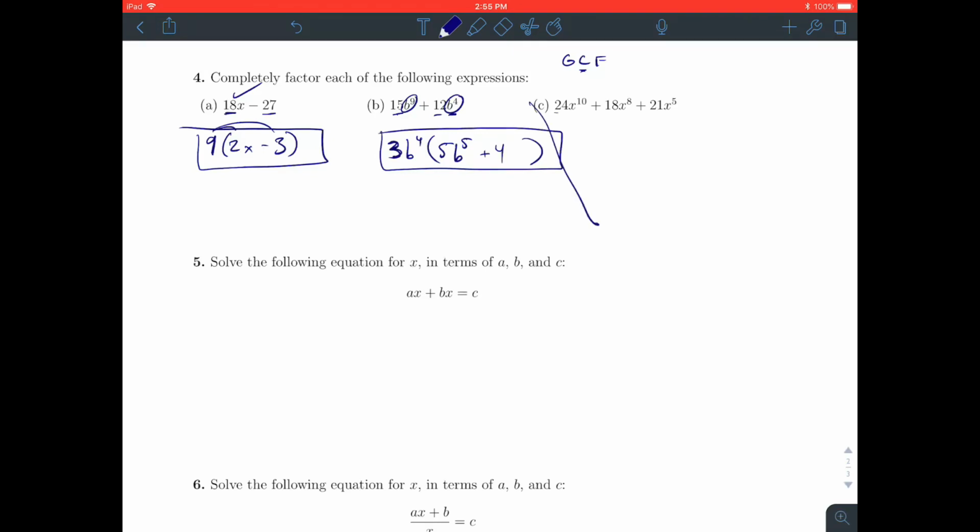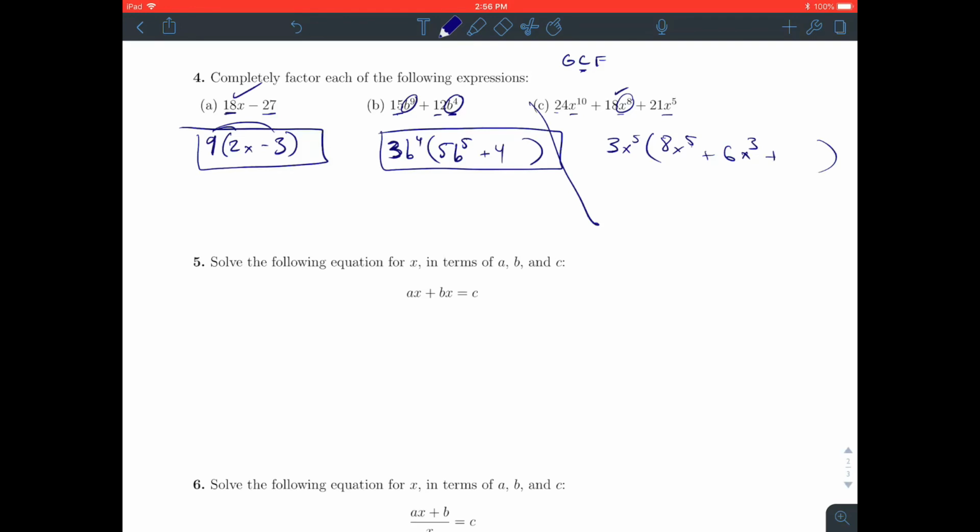For problem C, even though it's 3 terms, the same trick will work. 27, 18, and 21 are all divisible by 3. Whoa, by 3. x to the 10th, x to the 8th, and x to the 5th share 5 x's in common. That leaves us with x to the 5th, because if we factor out 5 x's, we'll be left with x to the 5th here. 3 times 6 is 18. If we factor out 5 x's from here, we'll be left with x cubed.